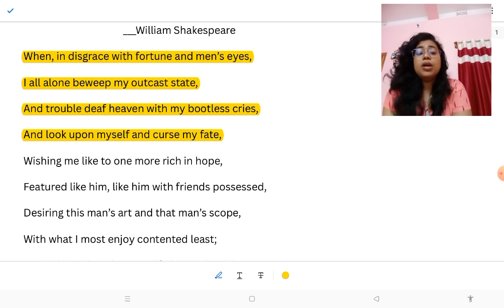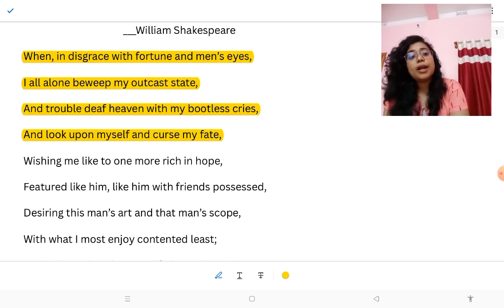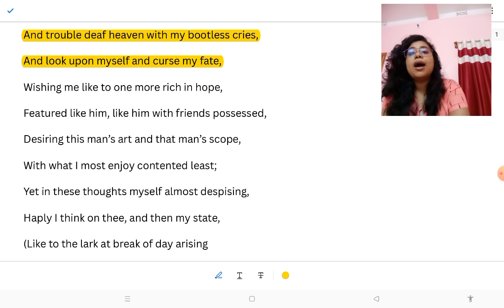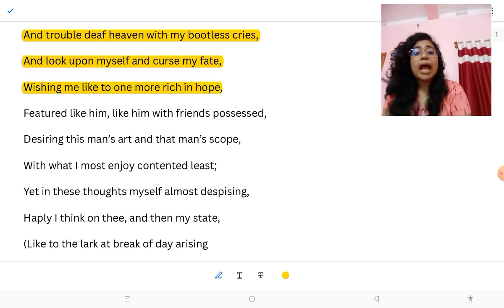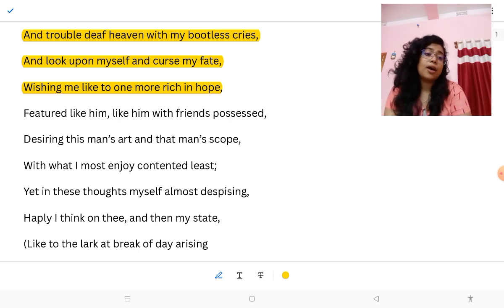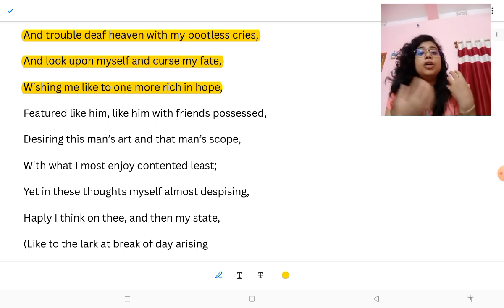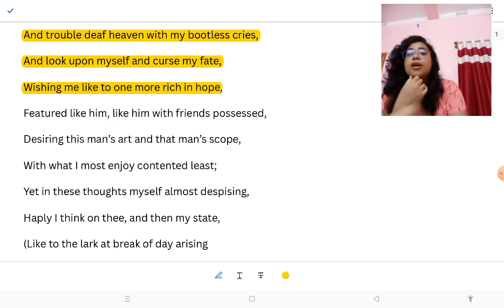I now do not get respect in society. I am not in a state where I can go out, because I have become an outcast in society. So I am cursing myself and looking at myself, asking what I am doing, wishing me like to one more rich in hope. So I am wishing that if I can get one thing, one opportunity, if there is anything which gives me hope, which makes me happy, featured like him, with friends possessed.